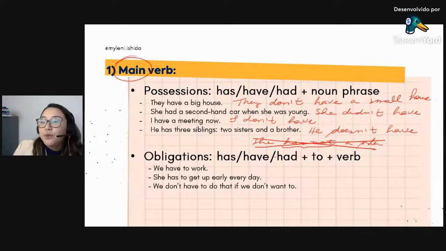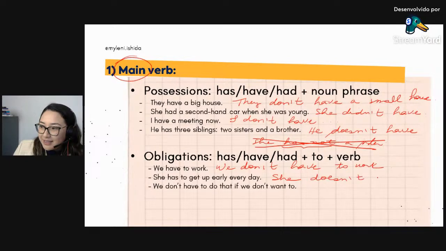Obligations. We have to work. If I put it in the negative, we're going to put like this: we don't have to work. Simply like that, right? She has to get up early every day. What is the negative? If I say she has to get up early every day, the negative is she doesn't have to get up early every day.